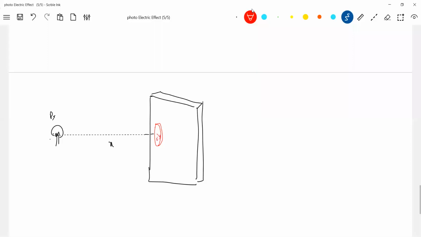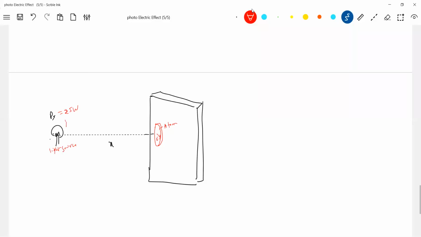Atom, let its radius be r. This is just the radius of the atom, I'm just showing it in this particular way. So this is a light source. What it will do? It will emit photons. The power of the source, let it be 25 watt.